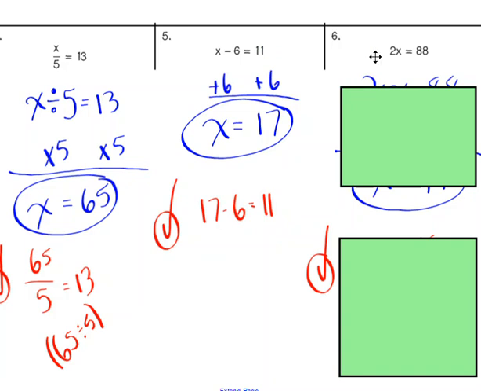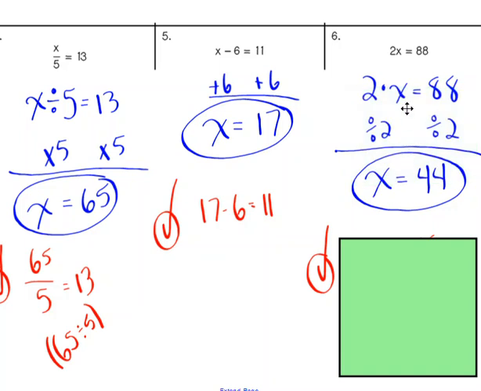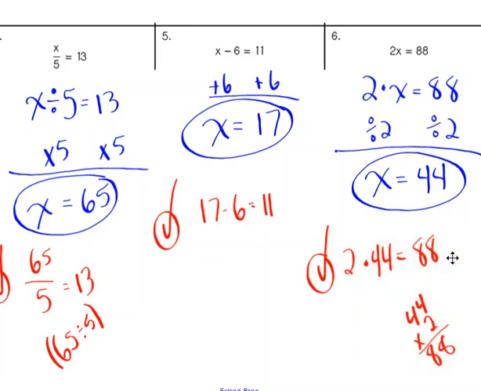And number 6, you're multiplying the variable by 2, so you want to get rid of that. So you divide both sides by 2. And you end up with an x value of 44. Again, double check it. 2 times 44 equals 88. Just go back up to my problem and plug in what I thought it was, just to make sure that it's true.